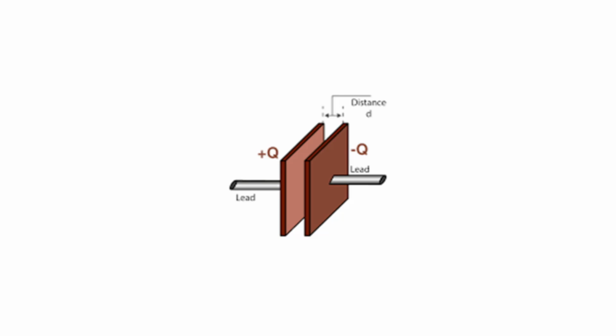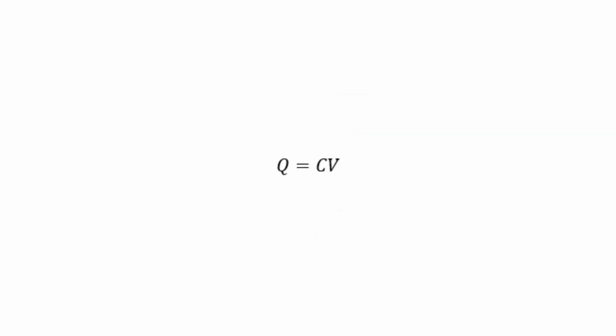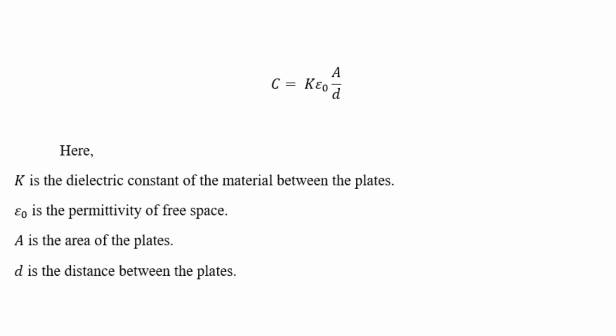When voltage is applied between its plates, one of its plates will store positive charges and the other one will store negative charges. This is the relation between the amount of charge stored in a capacitor and the potential difference applied on that capacitor. The constant C is called the capacitance of the capacitor. Its value can be determined by using this formula.